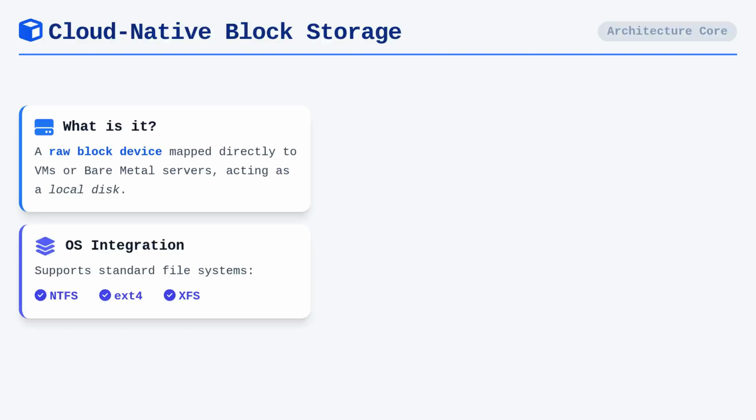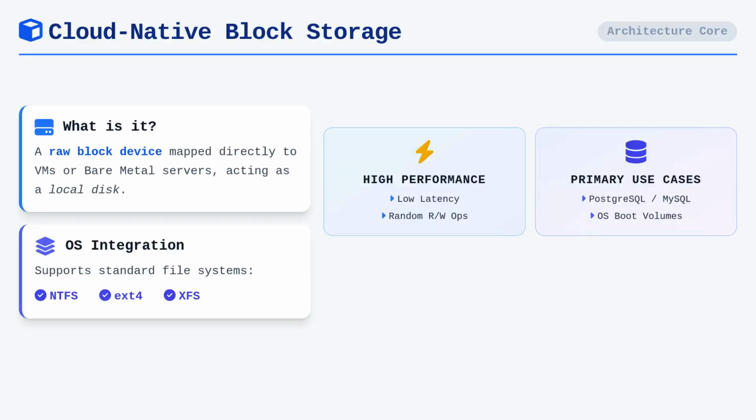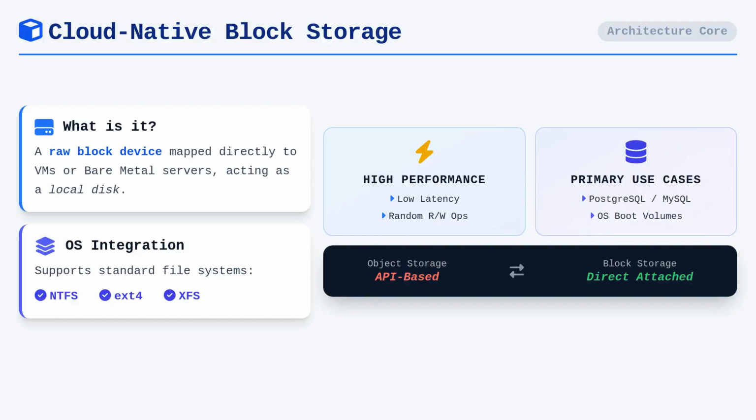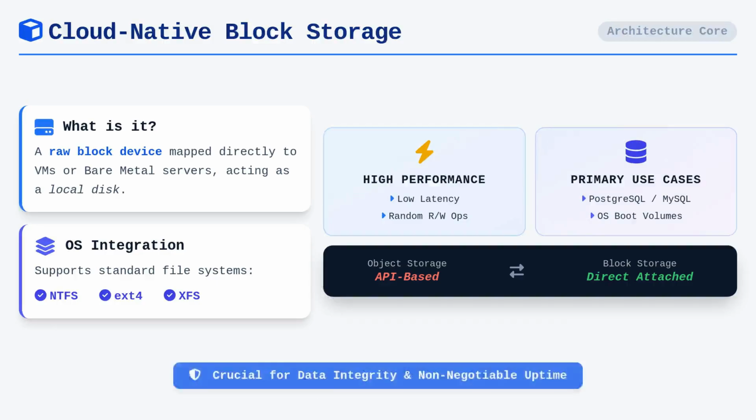This direct attachment is critical for applications that require low latency and high-performance random read and write operations. When you're deploying a relational database cluster, such as PostgreSQL or MySQL, you require the consistent performance characteristics that only block-level access can reliably provide. It effectively serves as the persistent foundation for operating system boot volumes, where speed and data integrity are non-negotiable requirements for the uptime of your service.